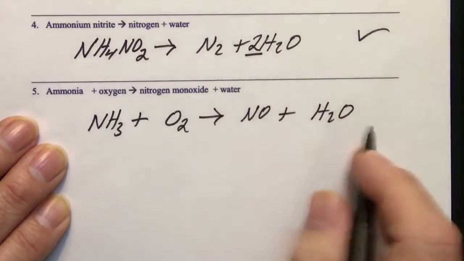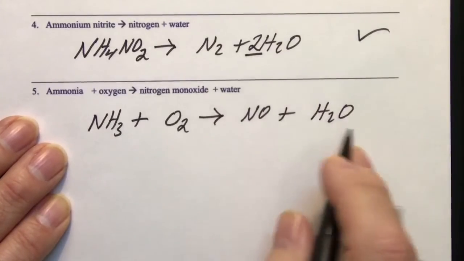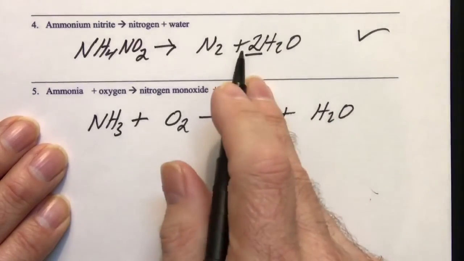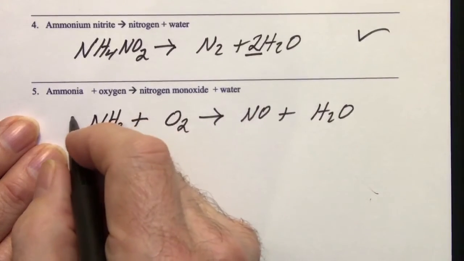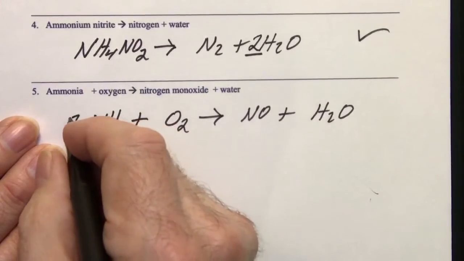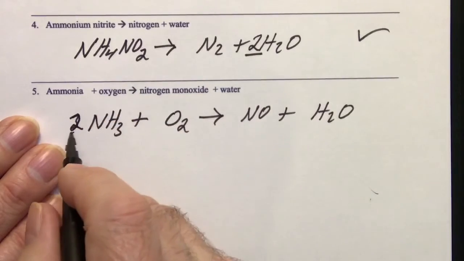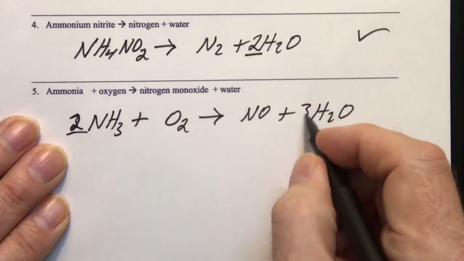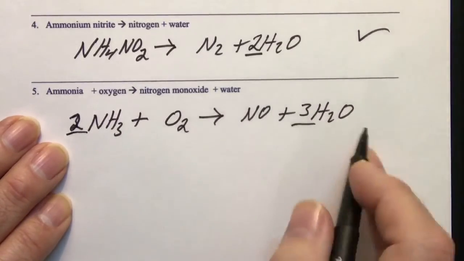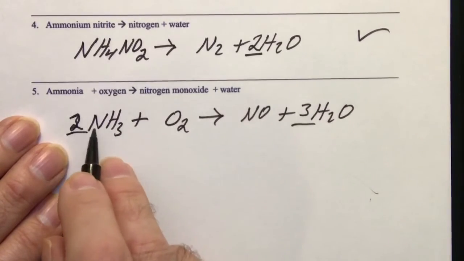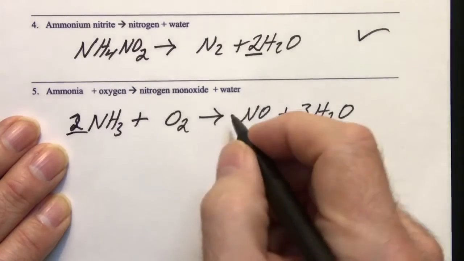Now we're going to have to play around with this one a little bit. Okay, first let's look at the hydrogens and do as we did above. Least common multiple would be 6. So if I put a 3 here, I'm sorry, a 2 here, and a 3 here, that'll give me the 6 hydrogens on both sides. Now I have the 2 there, means I have 2 nitrogens, so I need to put a 2 over here for the nitrogens.